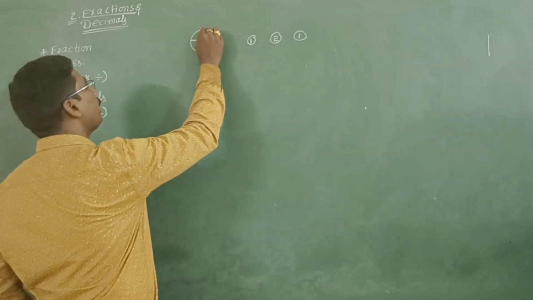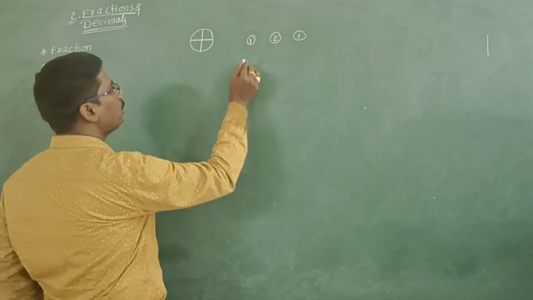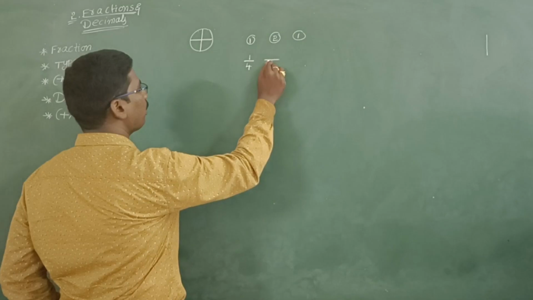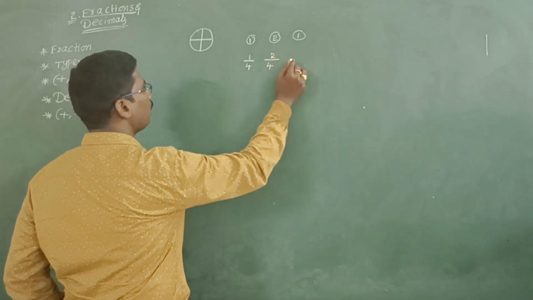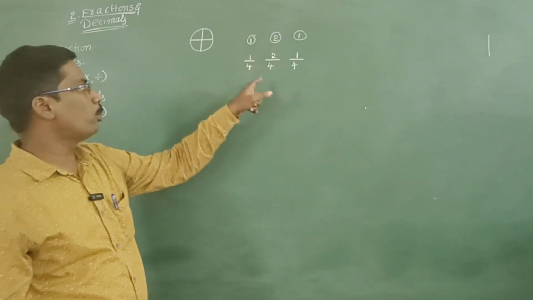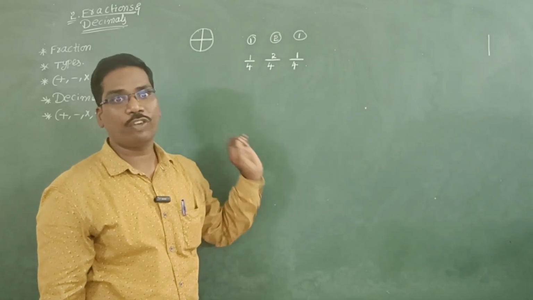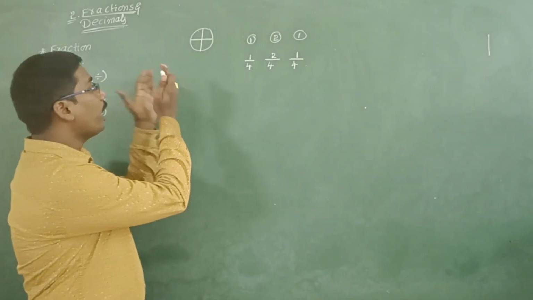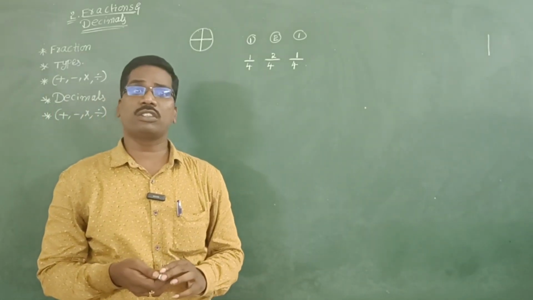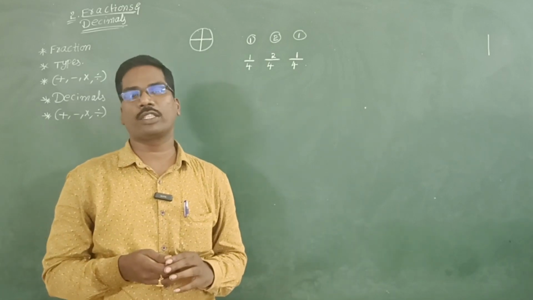Now I am dividing this cake into 4 equal parts. Out of these 4 equal parts, I give the first person 1 piece, the second person 2 pieces, and the third person 1 piece. Now see here: 1 by 4, 2 by 4, and 1 by 4. So this is called a fraction. We are dividing one whole into some pieces. The dividing of one quantity into some parts is called a fraction.